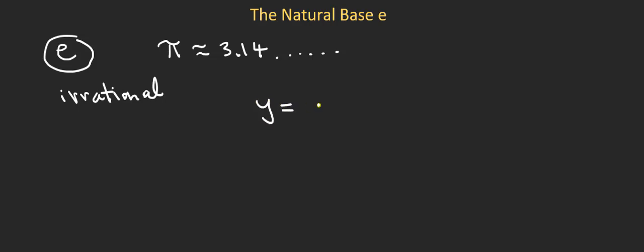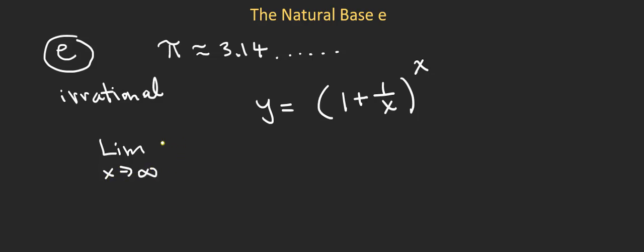Let's say y is equal to quantity 1 plus 1 over x, to the x power. Now what we're going to do is find out what happens to y as x gets bigger and bigger and bigger. So in other words, we're going to let x go to infinity. We're going to find the limit of y as x approaches infinity of 1 plus 1 over x, to the x.